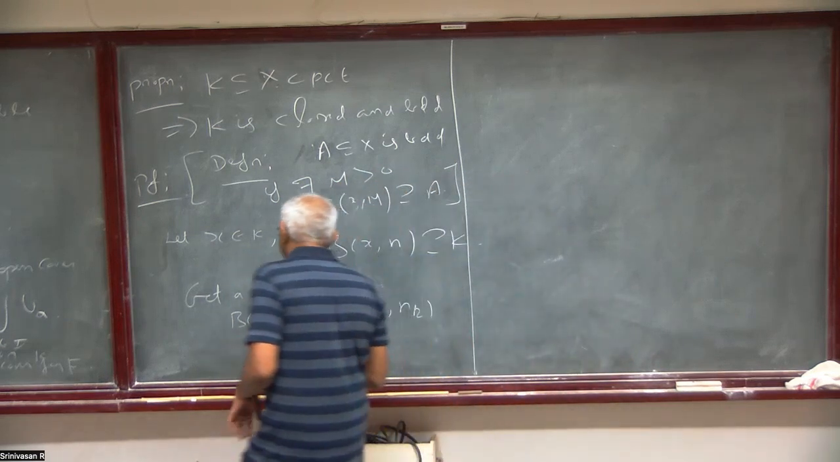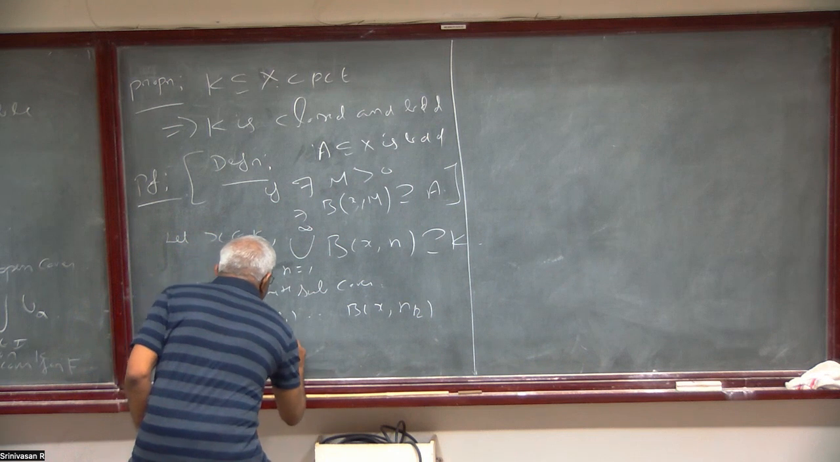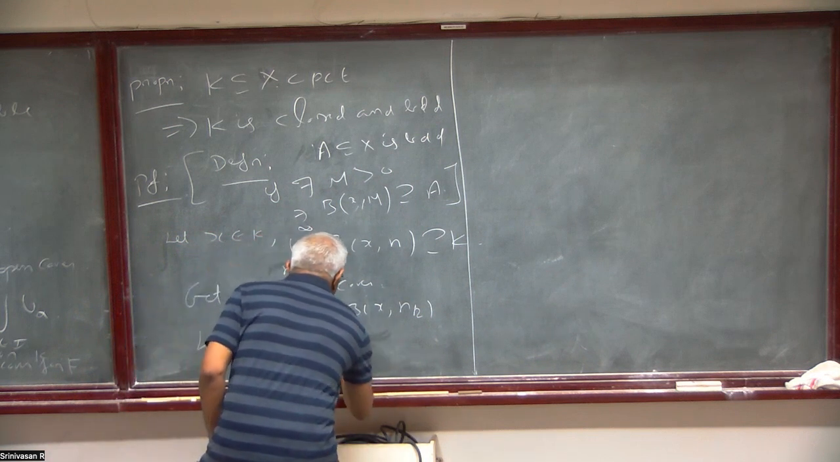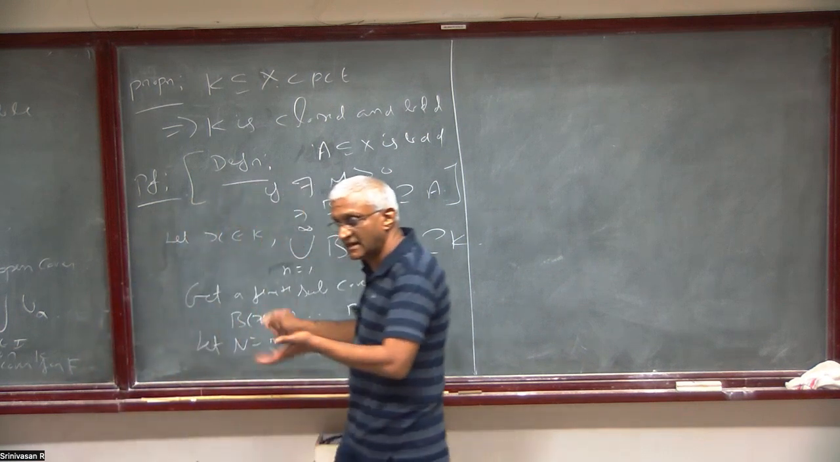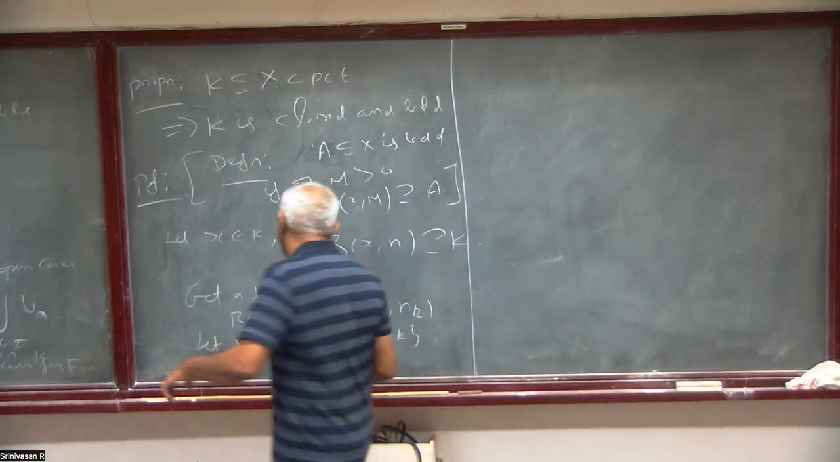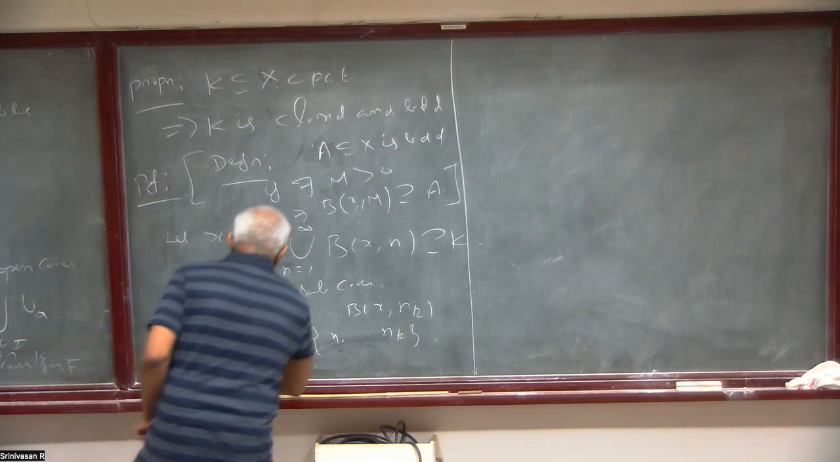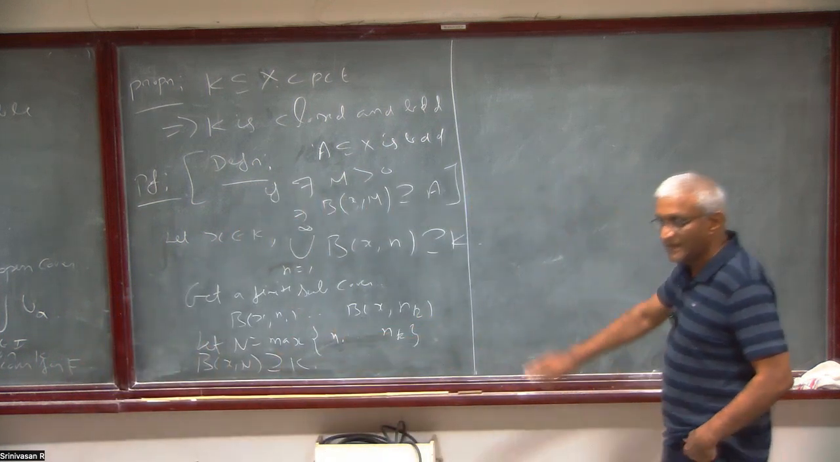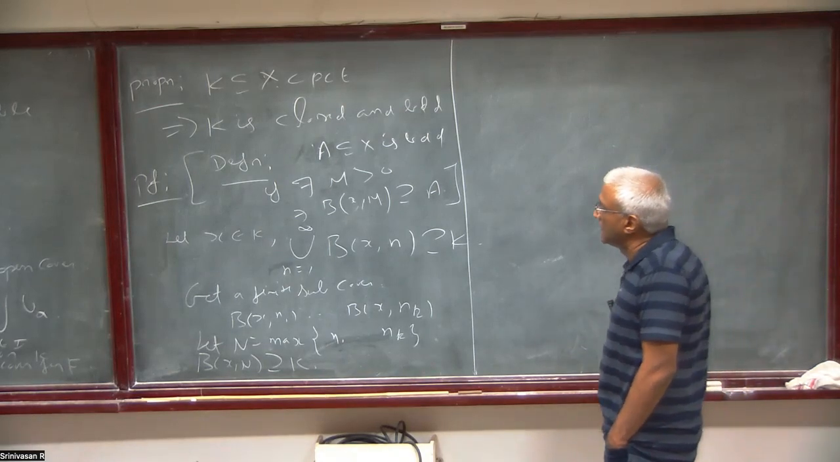Maximum of n1 up to nk. Then the bigger ball will contain the smaller ones, and B of x, n will contain K. So bounded is clear. Okay. So we want to prove closedness.